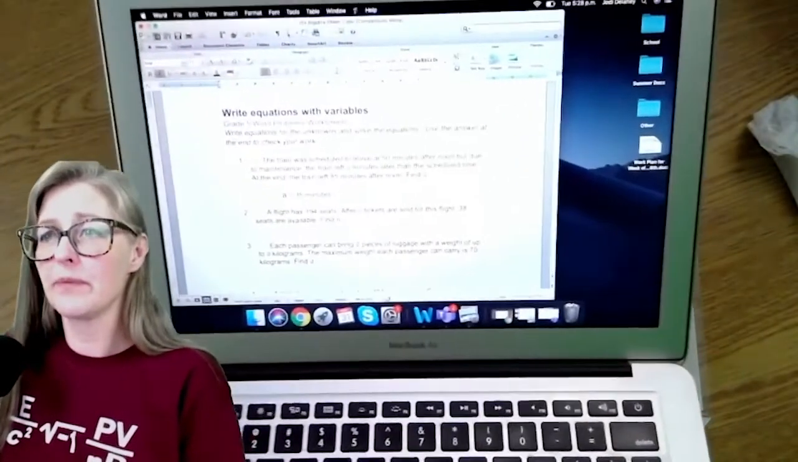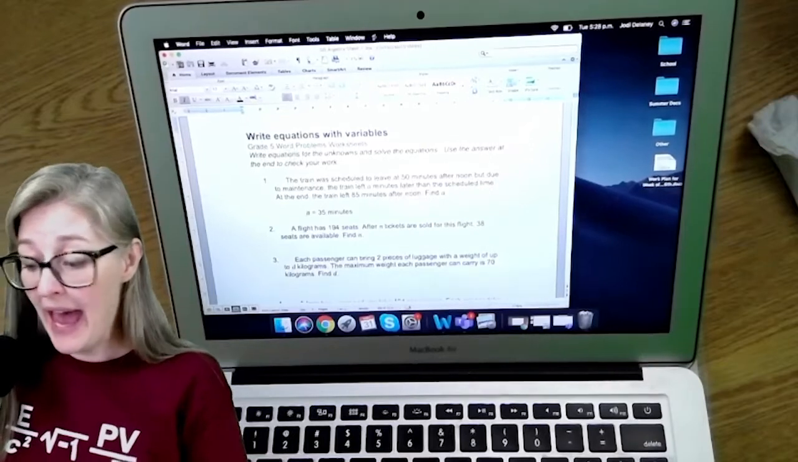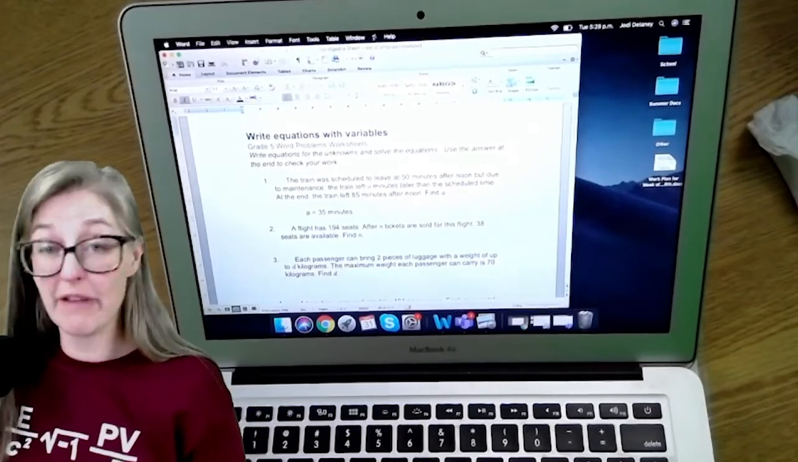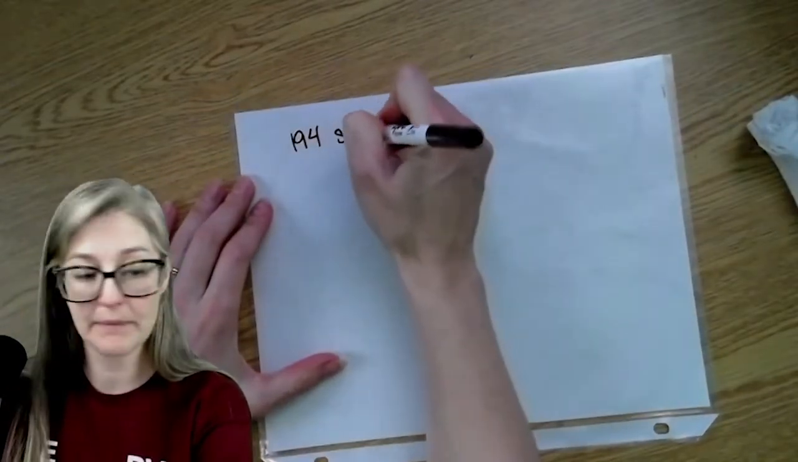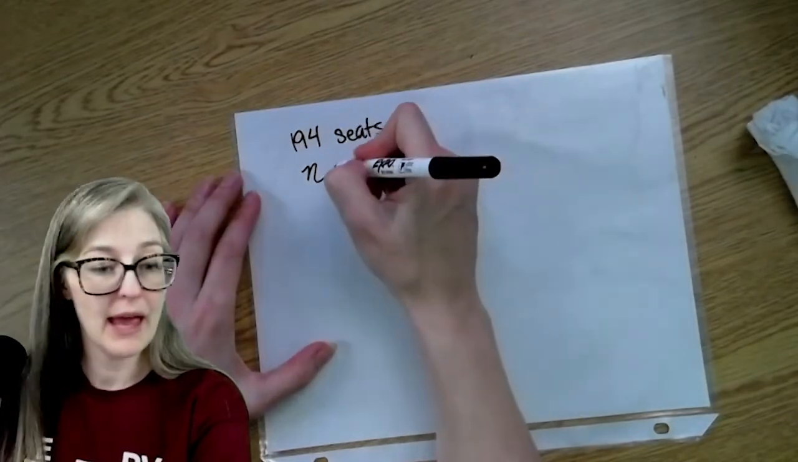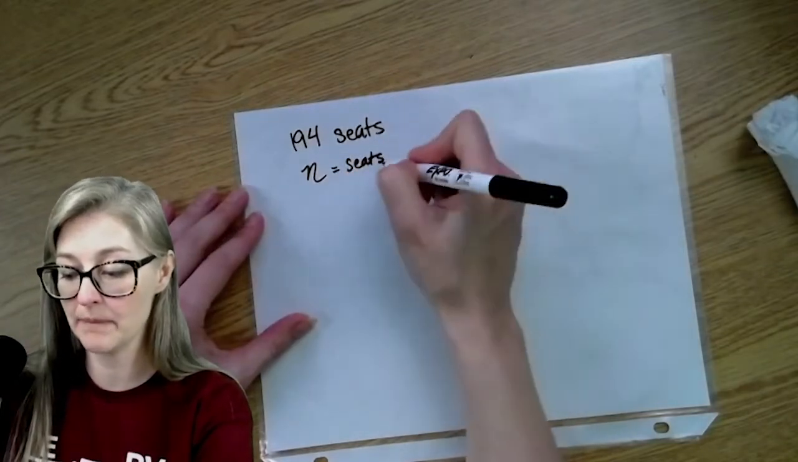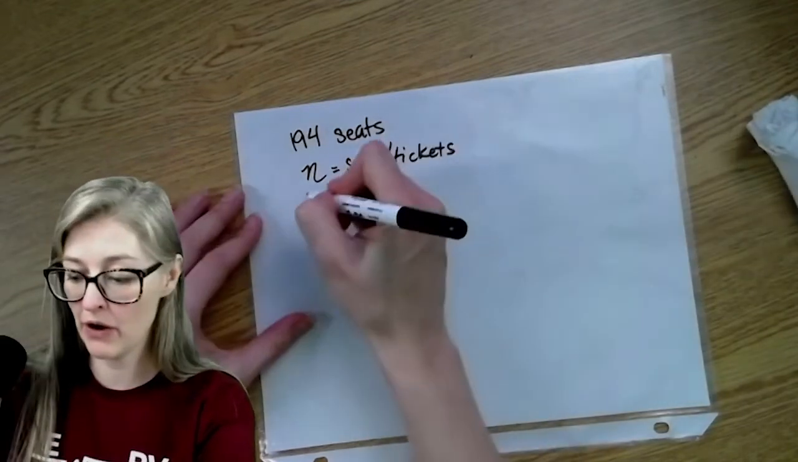Let's go ahead and do the second one together. So a flight has 194 seats. After N tickets are sold for this flight, 38 seats are available. Find N. So I know a few details here already. There are 194 seats. I don't know how many were sold. And so I'm trying to find out how many seats were sold, how many tickets. And after all of this was done, there are only 38 left.